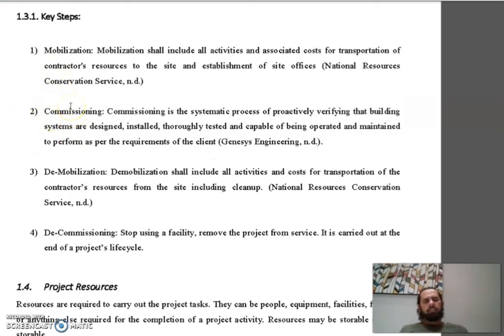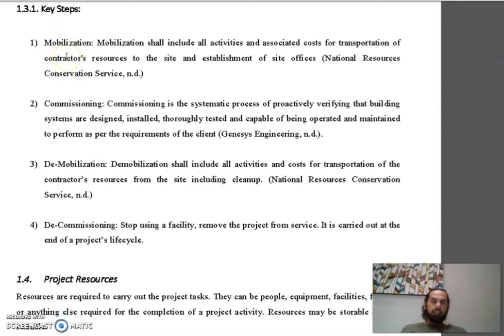Okay, so there are also steps for the project. These are the processes of the project. But there are some practical steps that we do for the projects. The first one is called the mobilization. It's very important. In each project, we need to have a mobilization, and the mobilization shall include all the activities and associated costs for transportation of contractors' resources to the site and establishment of site offices.